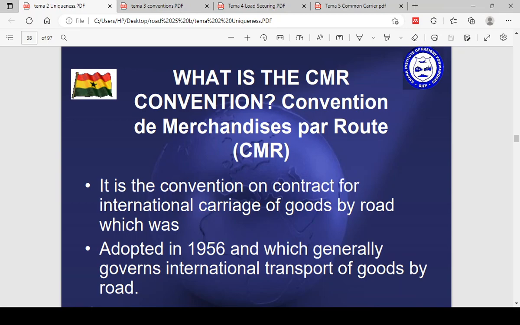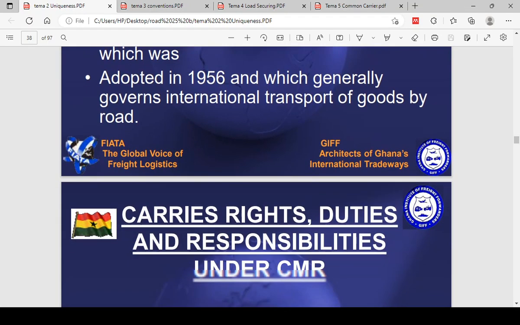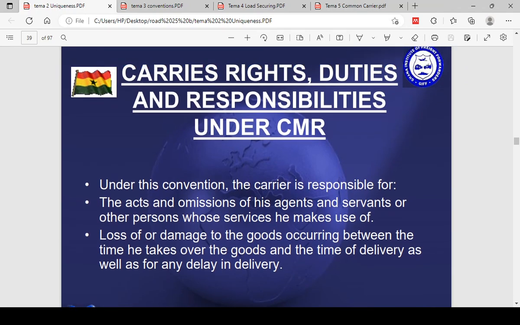I've given that already. Under this convention, the carrier is responsible for the acts and omissions of his agent. So, if the agent makes a mistake, the carrier is responsible, and the servants and other persons whose services he makes use of. If the carriers and other people whom you make use of make a mistake, you are responsible. Loss or damage to the goods occurring between the time he takes over the goods and the time of delivery, as well as any delay in the delivery, is the responsibility of the carrier.